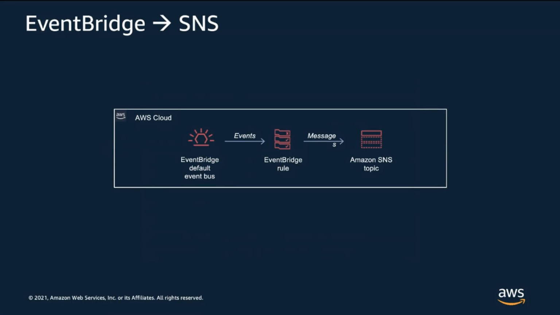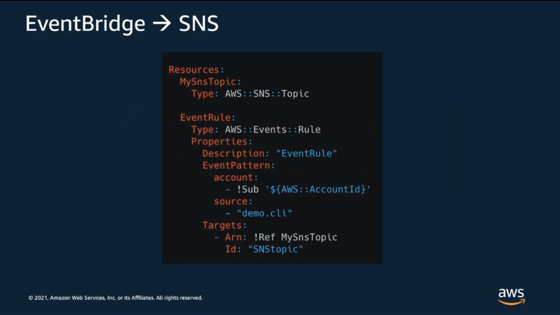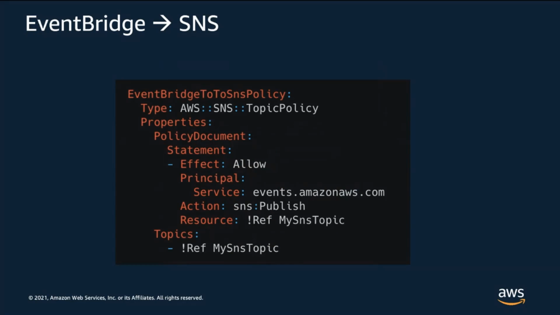Next, we're going to combine the features of both EventBridge and SNS. So both SNS and EventBridge have different characteristics in terms of targets and integrations with broader features. In this pattern, you configure an SNS topic as a target of an EventBridge rule. In the AWS SAM template, you declare the resources in the preceding diagram as follows. The default bus already exists in every AWS account, so there's no need to declare it.